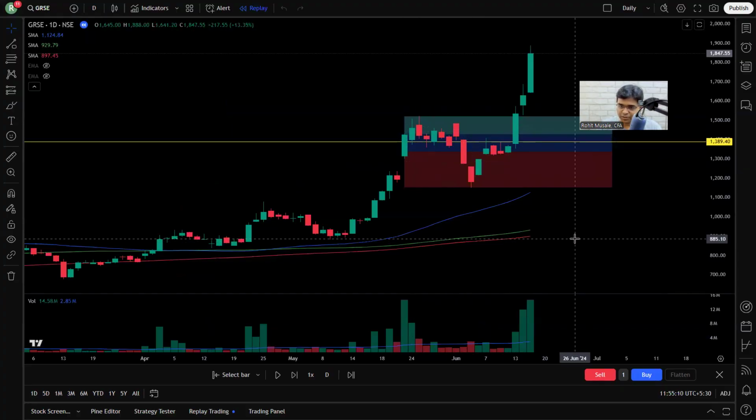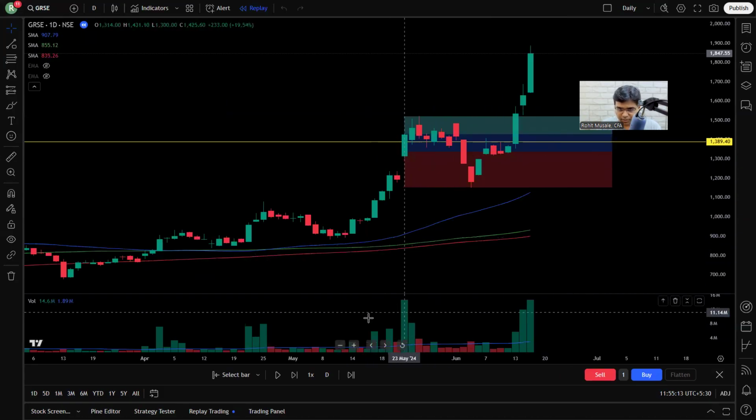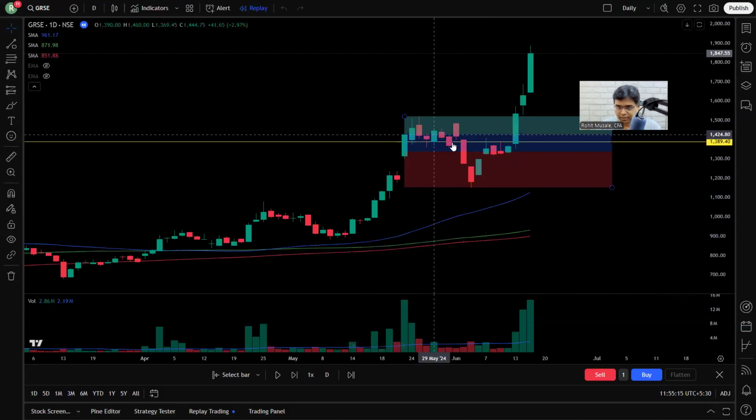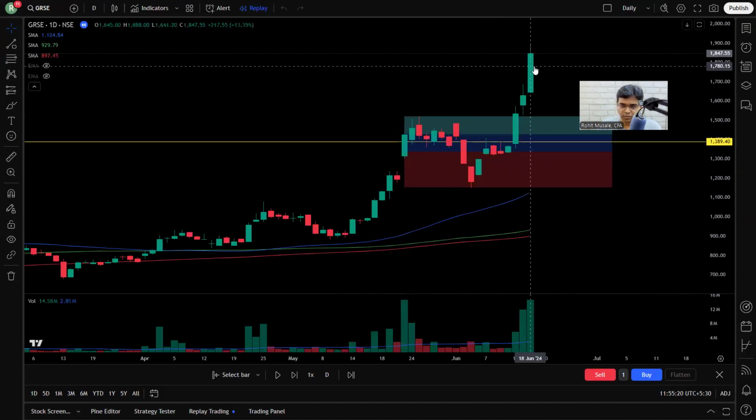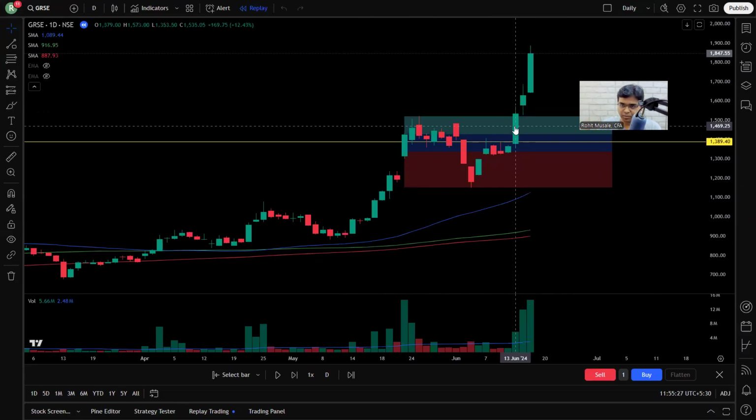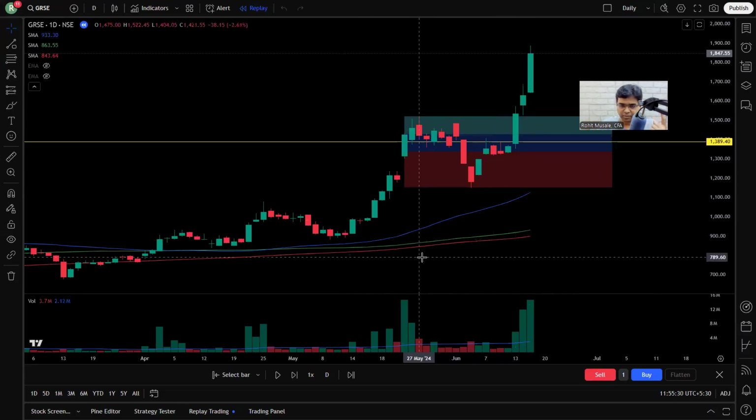GRSC, Garden Reach Shipping Company. See, high volume rally here, low volume consolidation, see, low volume, and then suddenly high volume breakout. This stock shot up like 85% in 3 weeks. Okay, that's the power of this breakout. Step number one, high volume rally. Step number two, low volume consolidation. Step number three, high volume breakout. Tell me, is that rocket science? It's very, very simple. I cannot simplify it more than what I am doing right now.